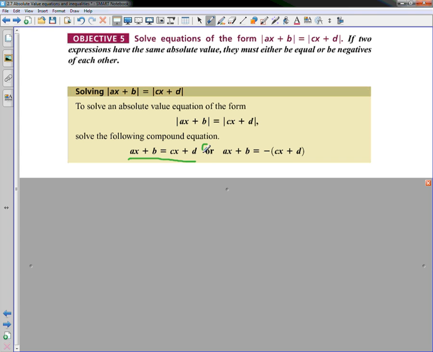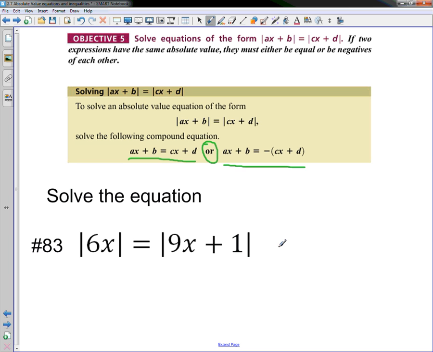So we break it apart by just basically removing the absolute values. The other solution, notice where we're using the word or again, we have the absolute value of the first one is equal to the opposite of the other one. Okay, so we take out the absolute value and set it equal to the opposite of the other one. So let's look at an example of this. Again, we're going to break into two solutions here.